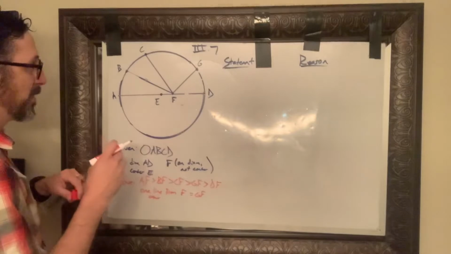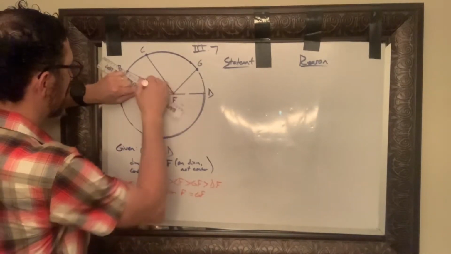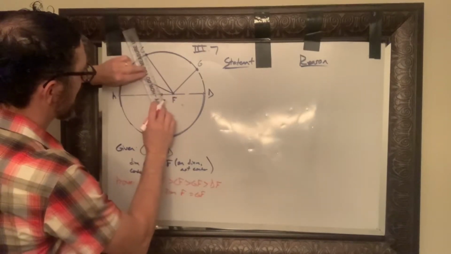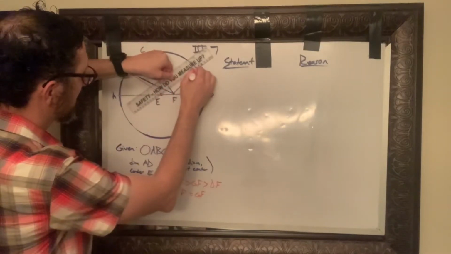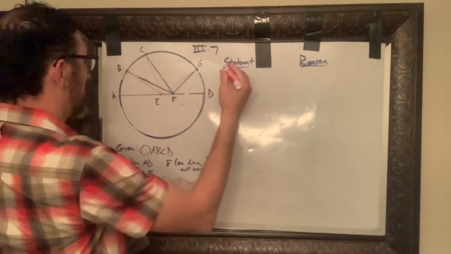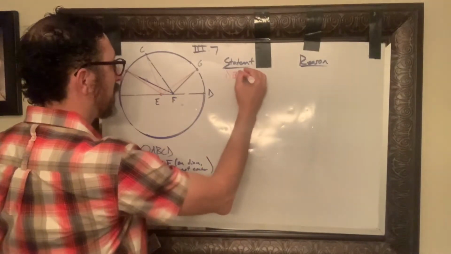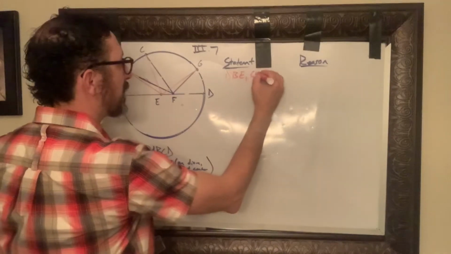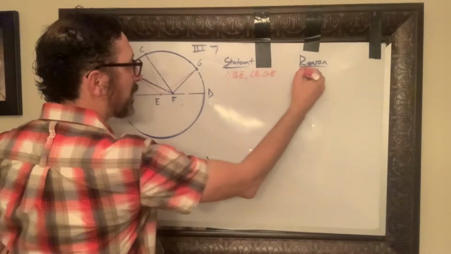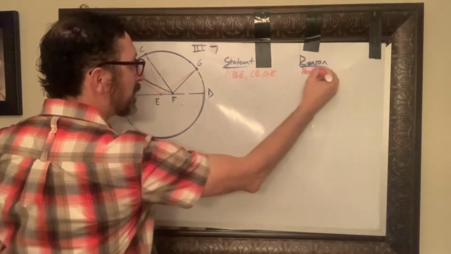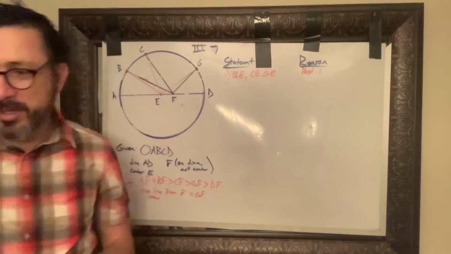So our first statement is that we are going to connect all of these to the center. All right, so first statement is B to E, C to E, and G to E. That's from postulate 1, which says that we can connect a straight line from any point to any point.